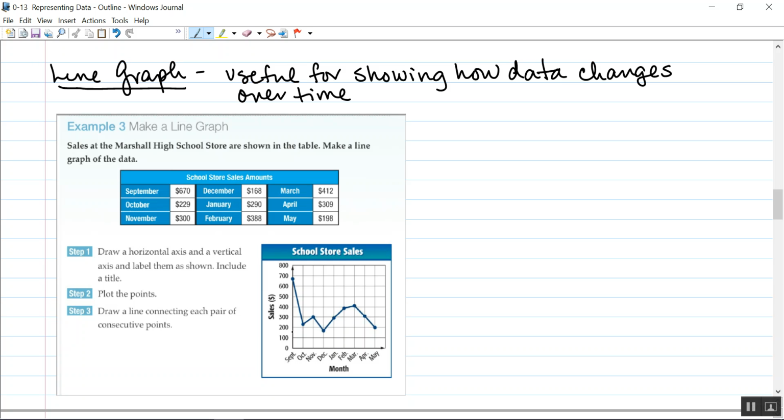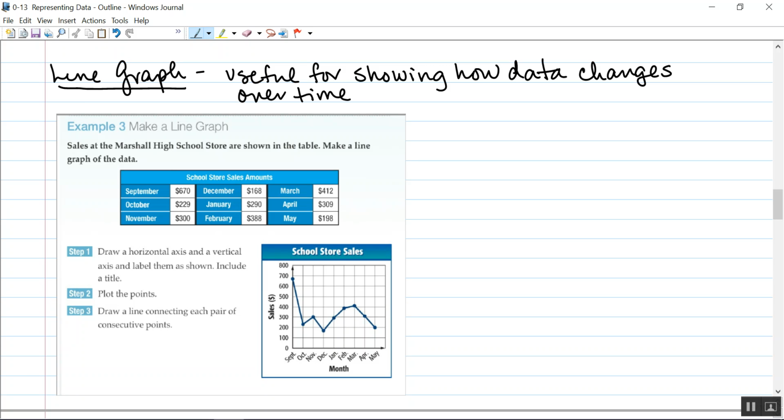So again, you're going to have your horizontal axis, in this case, by the month. So we have the months labeled. My vertical axis is going to be the sales in hundreds of dollars, or they have hundreds there, but then dollars. And then I put a point for each value. So in September it was 670. So in September my dot here represents about $670. October 229. So that's right here. And then the rest of the dots here, and then you go ahead and connect those with a line.